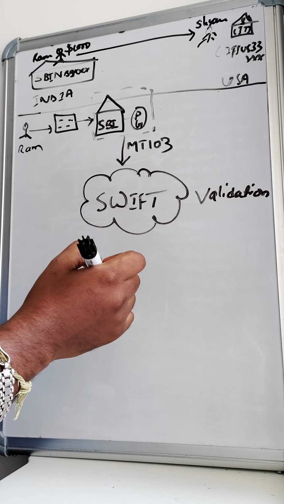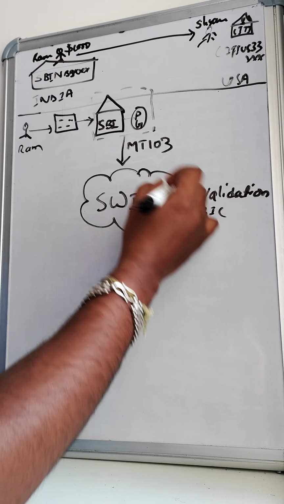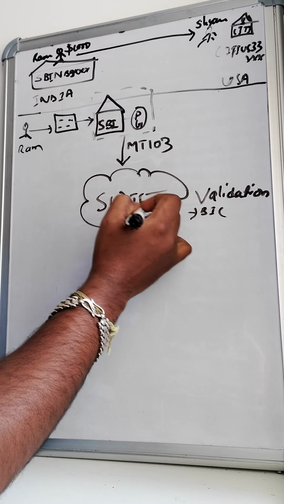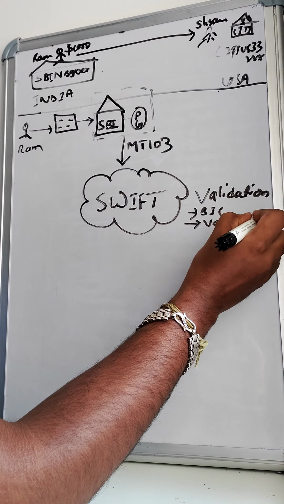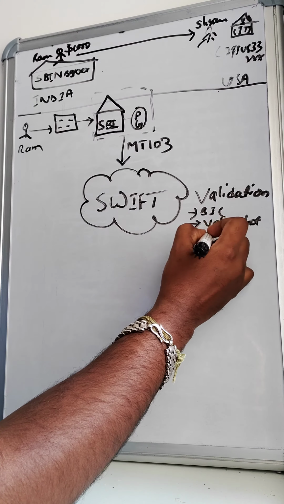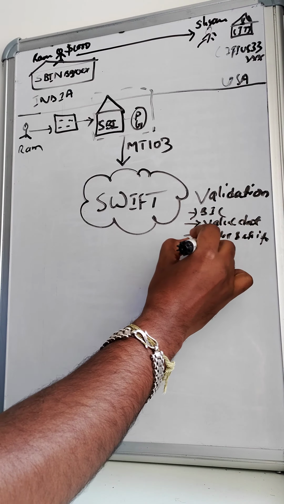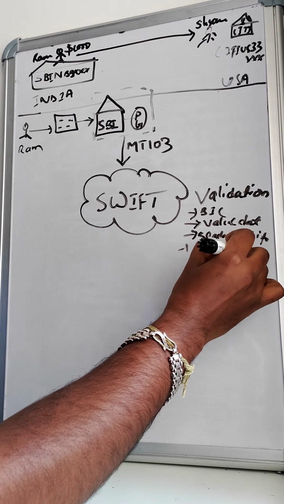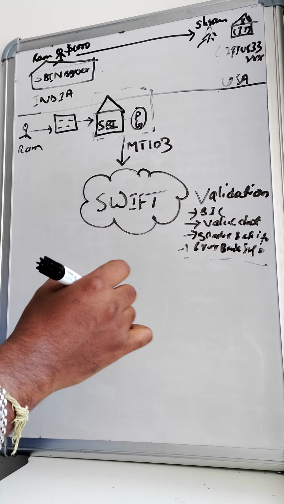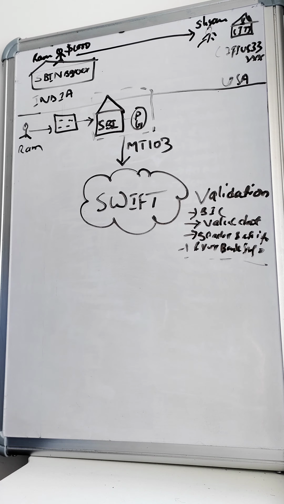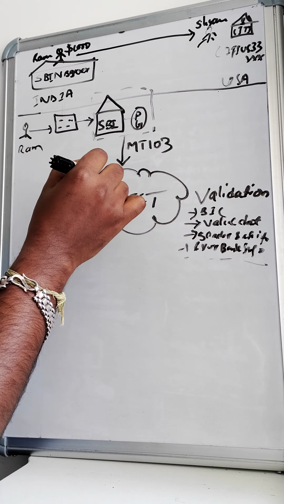Now Swift in return will do its validation. So different kinds of validation are done. For example, BIC validation. Anyway, this payment gateway does the same validation which Swift does, but at the Swift level also they do their validation. The value date, sender bank info, receiver bank info, right? And so many other validations which happen at the Swift. So MT103, when Swift receives it, right?